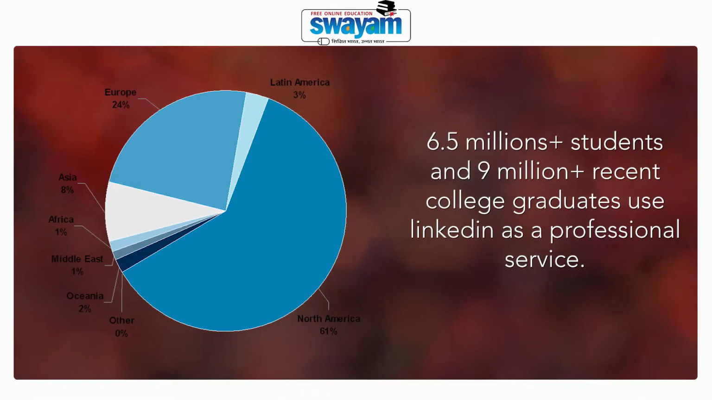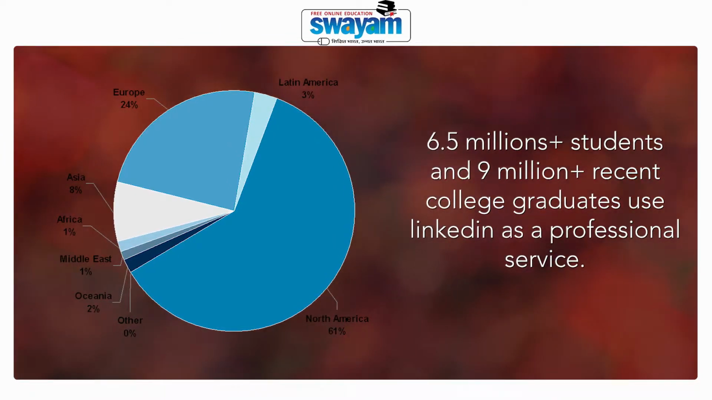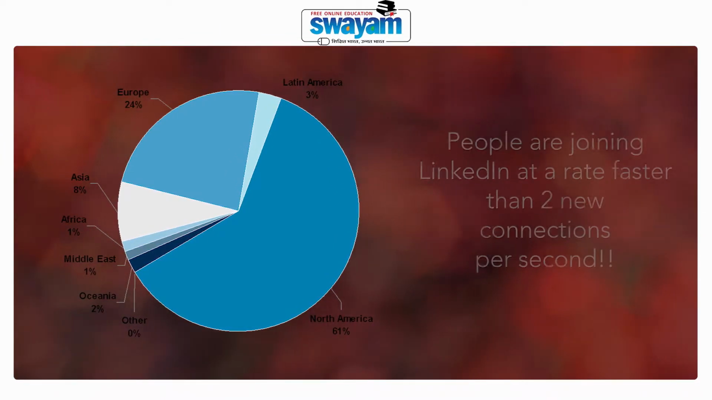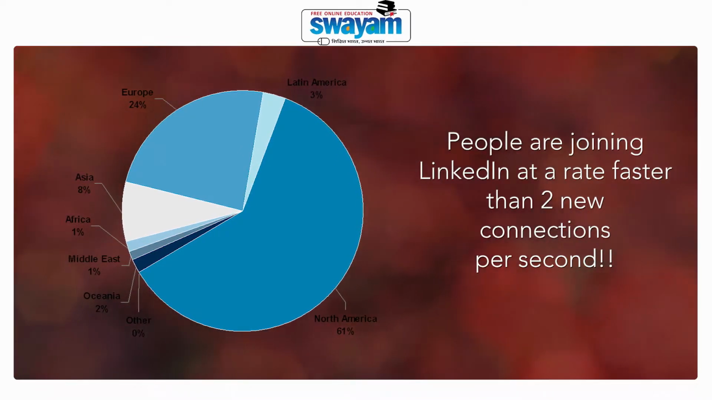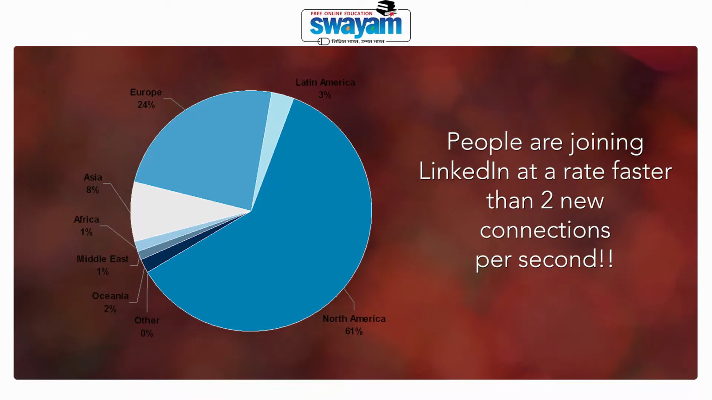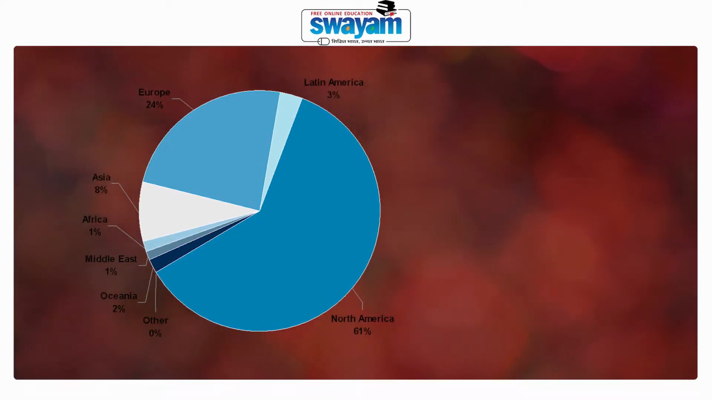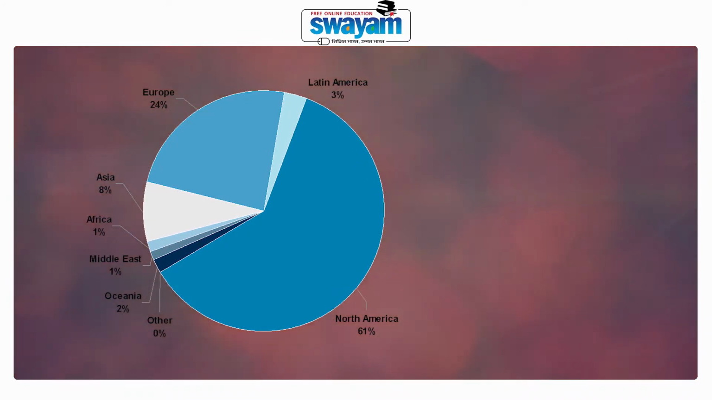6.5 million plus students and 9 million recent college graduates use LinkedIn as a professional service, and people are joining LinkedIn at a rate faster than 2 new connections per second. That means people are using LinkedIn in day to day life. They are connecting with more people, and more people are professionally oriented these days.